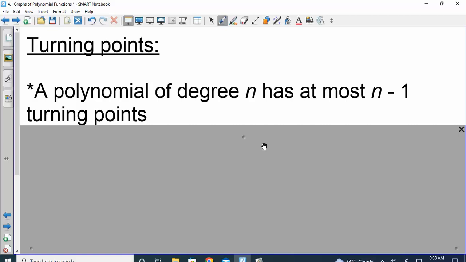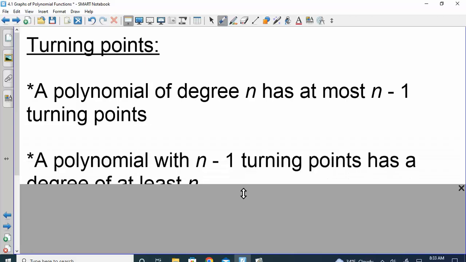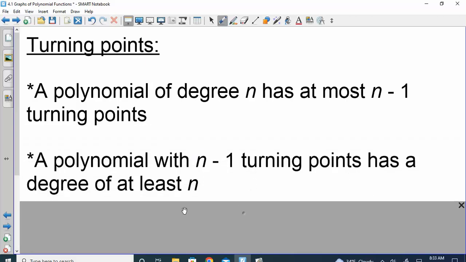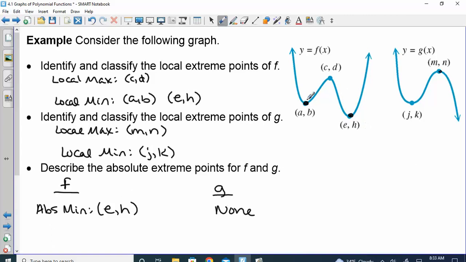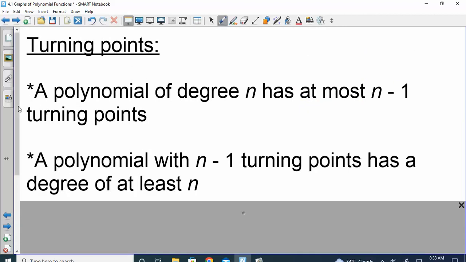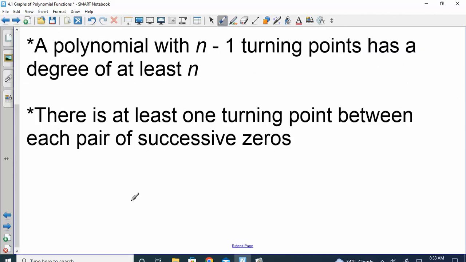X cubed could have 2 turning points. If I said x to the 17th, how many turning points? 16. If you are looking at the graph, then it works the same way. If I look at this graph, how many turning points did it have? 3, so this had to be at least x to the 4th. This one had 2, so it had to be at least x to the 3rd.